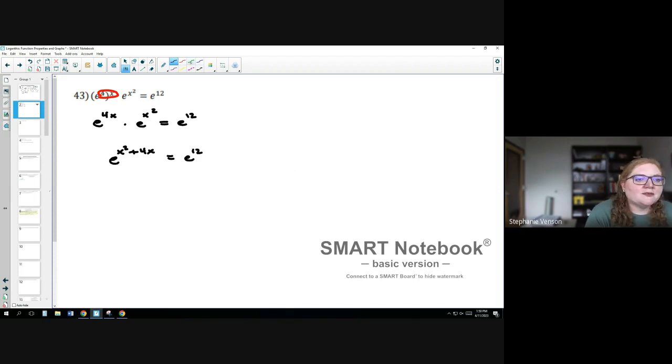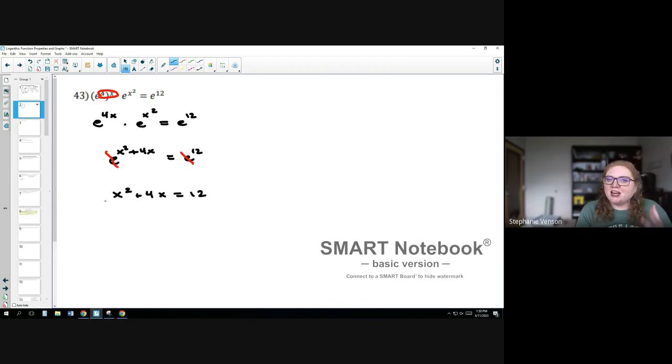Well, now that I have a single base of e on both sides, I can drop it because the bases match. And when the bases match, you can drop them and you can set the powers equal. So we have x squared plus 4x is equal to 12.